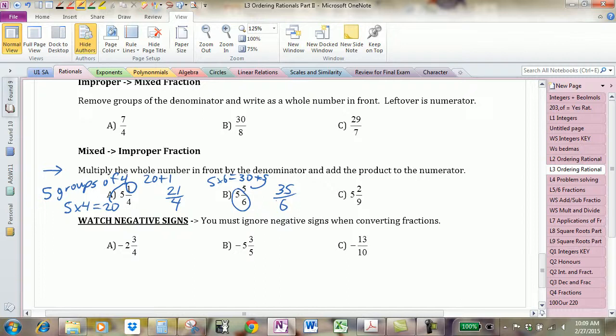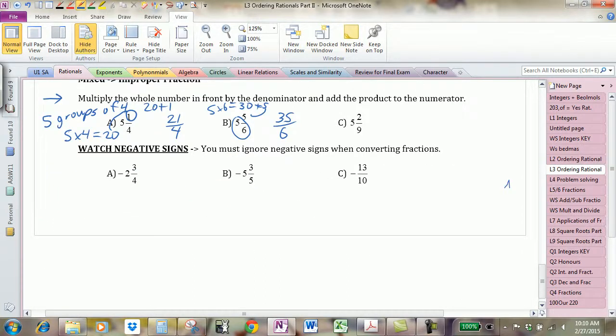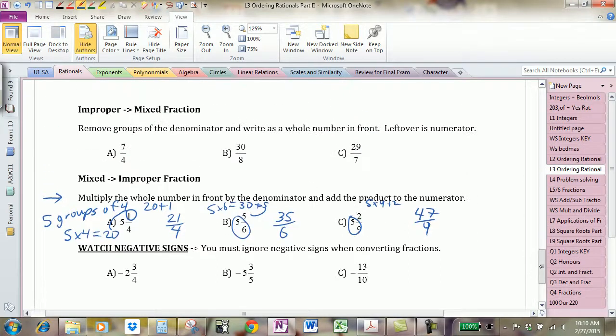Ben, what'd you get? Well, do it. Chloe? How'd you get that? Good. So 5 times 9, and then add the 2. 47 over 9. So now we're going to go the other direction.